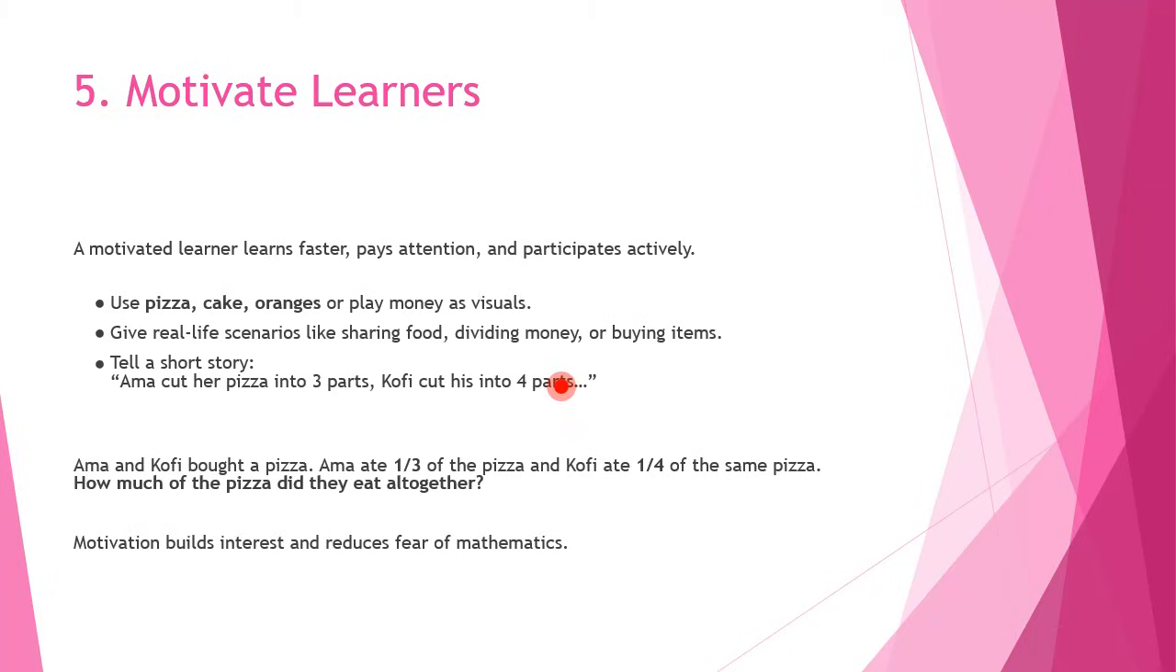Next one, it says that you need to motivate learners to learn. A motivated learner learns faster, pays attention, and participates actively. For example, using pizza, cake, oranges, or play money as visuals. Give real life scenarios like sharing food, dividing money, buying items. You can also tell a story. For example, Amma cut her pizza into 3 parts. Kofi cut his into 4 parts. So you can go with the same scenario.